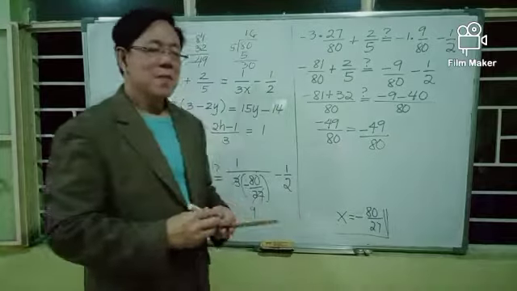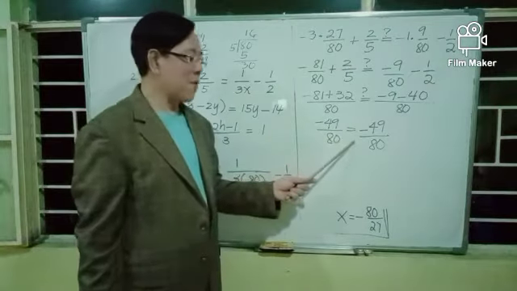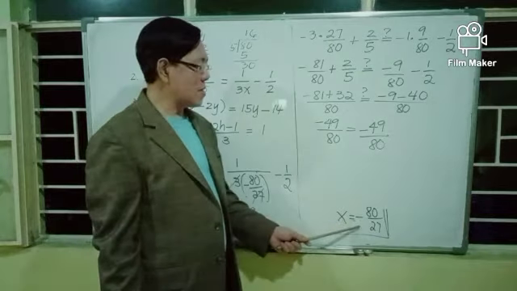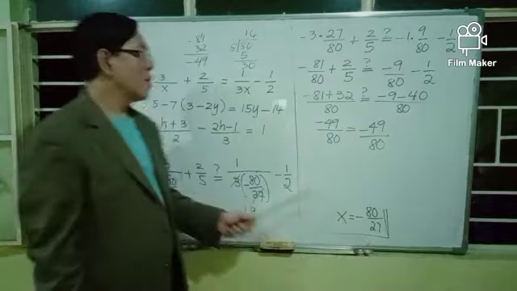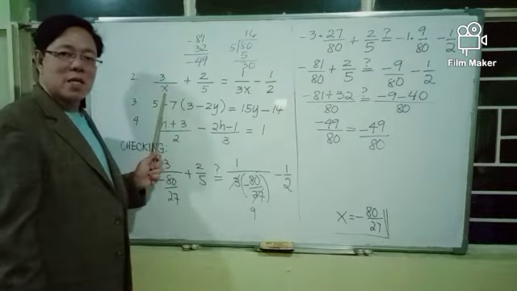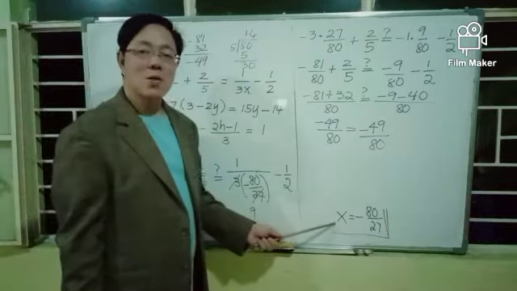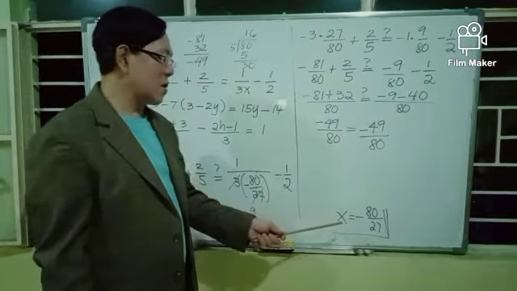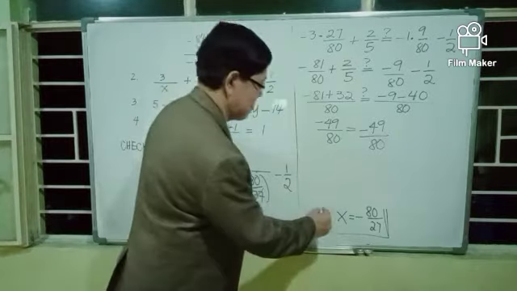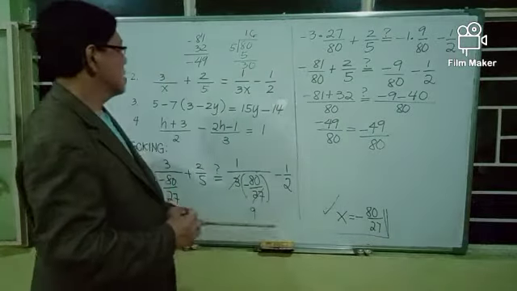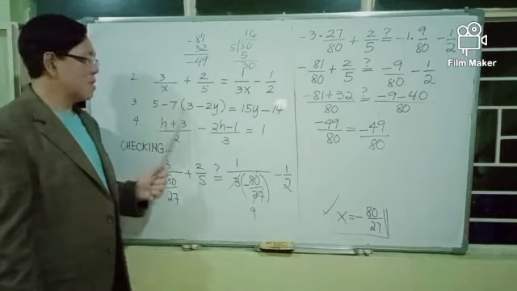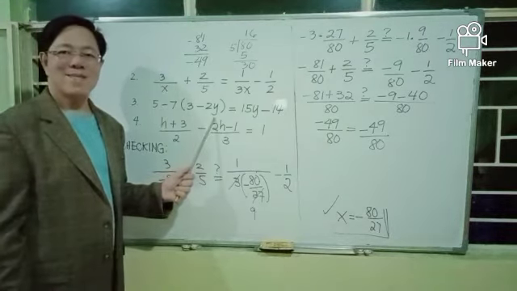over 80. Hence, the equality is satisfied by this value of x equals negative 80 over 27 when substituted into this linear equation in x. Therefore, the solution, this value of x equals negative 80 over 27, is correct. Now we will solve the third linear equation in the variable y.